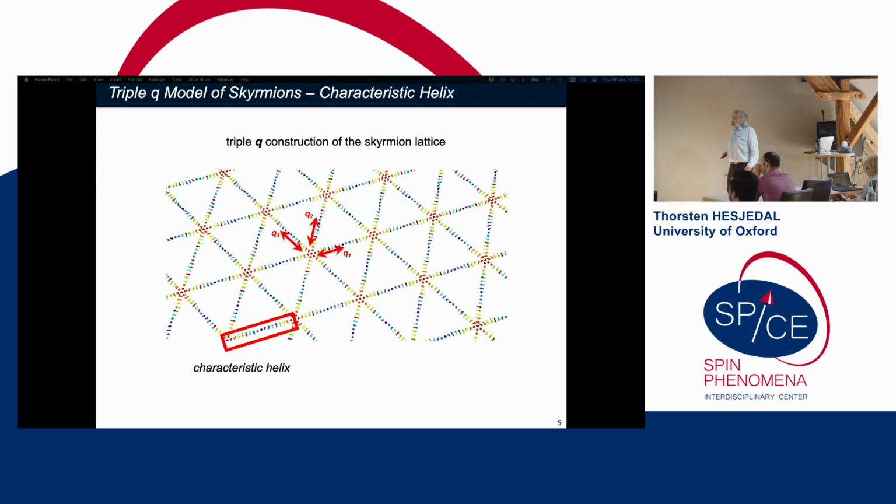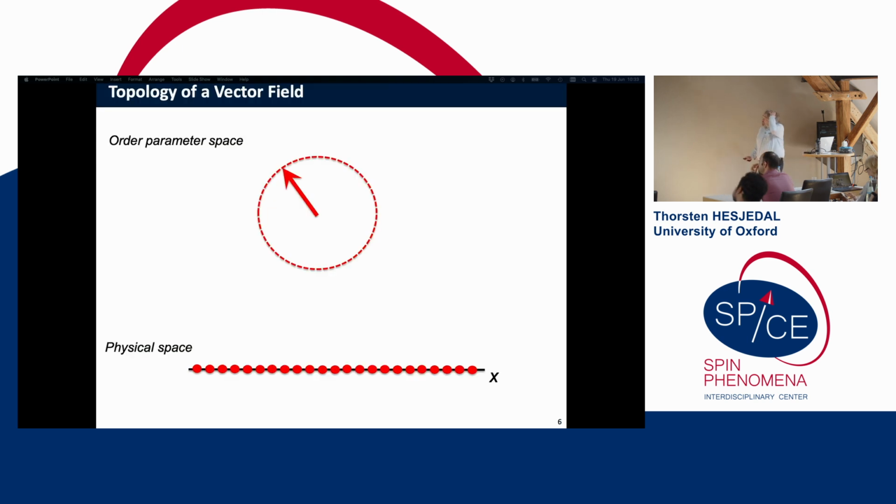What will be important in this analysis is to realize that you can represent a skyrmion in this triple-Q model or construction. You can think about the skyrmion lattice being composed of characteristic or base helices. And these have certain flavors like Néel domain walls and Bloch domain walls have. Okay, so let's go back to the basics for a moment.